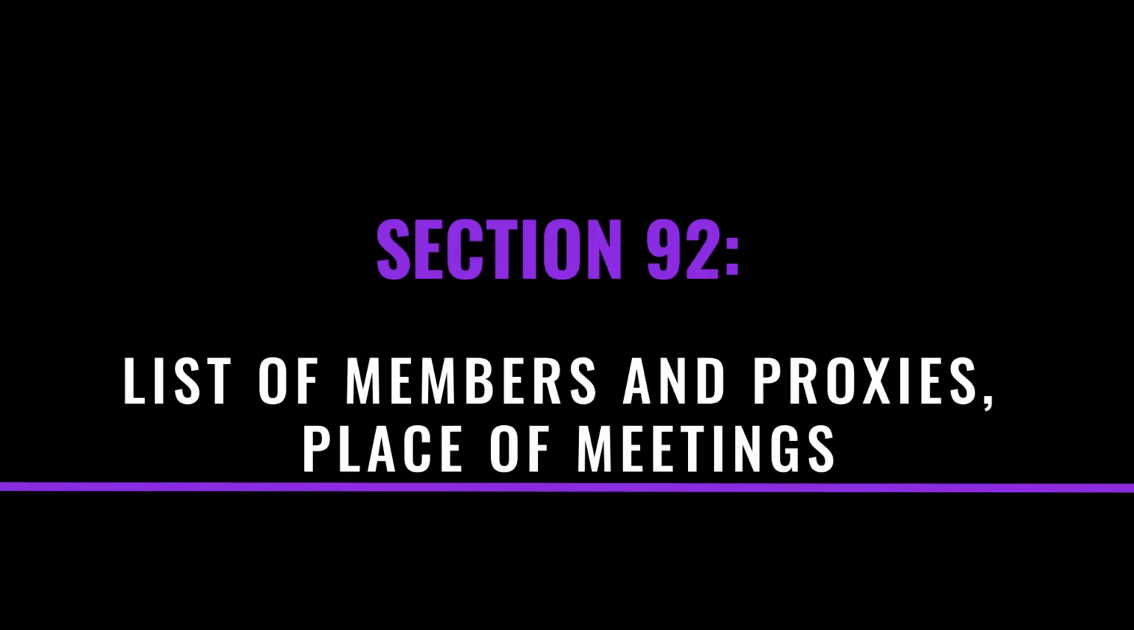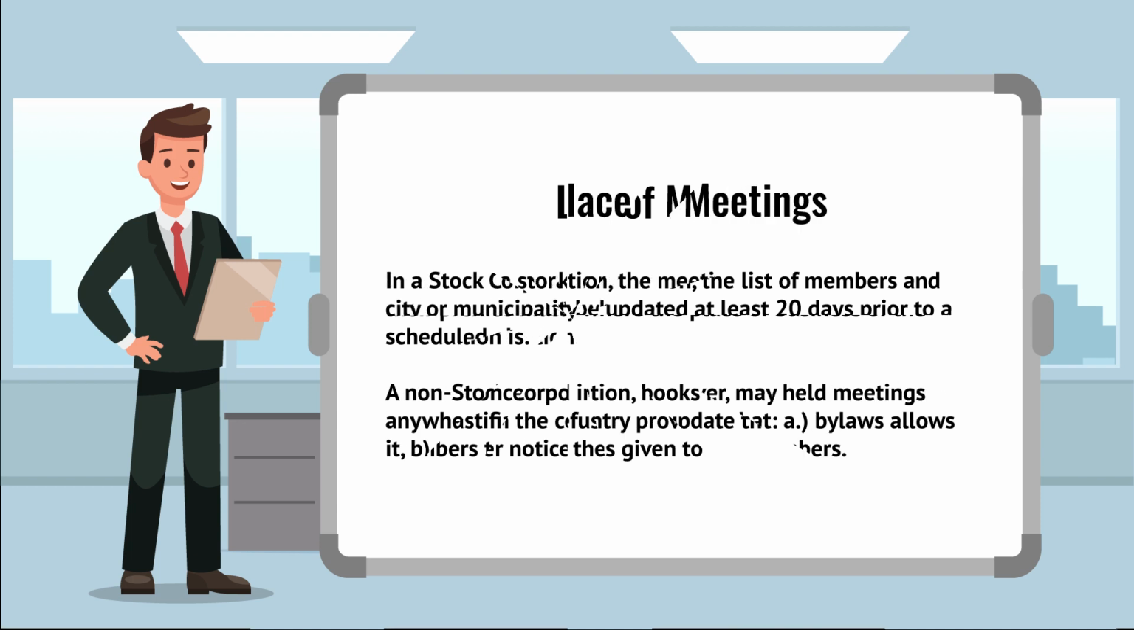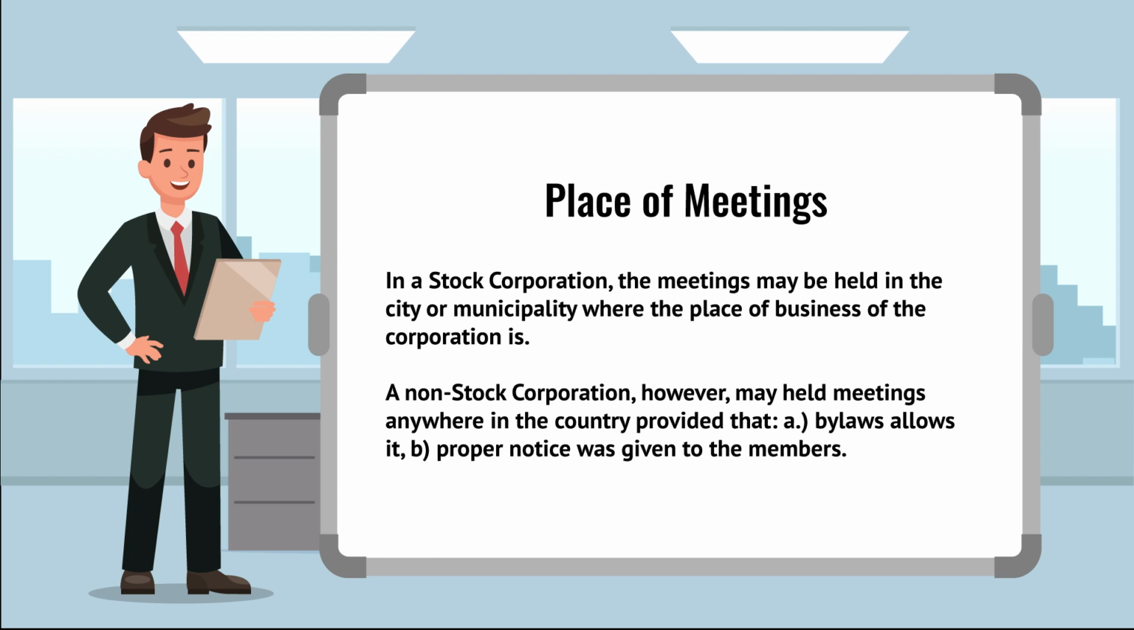Section 92. List of members and proxies, place of meetings. List of members: same as in a stock corporation, the list of members and their proxies must be updated at least 20 days prior to a scheduled election. Anyone concerned in the books may be criminally liable for unjustifiably refusing to update the list or not allowing members to check the records. Place of meetings: in a stock corporation, the meetings may be held in the city or municipality where the place of business of the corporation is. A non-stock corporation, however, may hold meetings anywhere in the country provided that a. bylaws allows it, b. proper notice was given to the members.